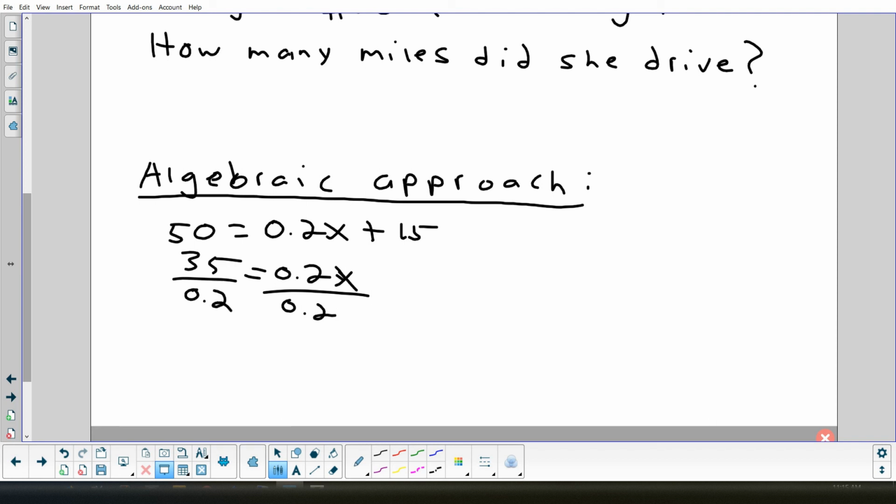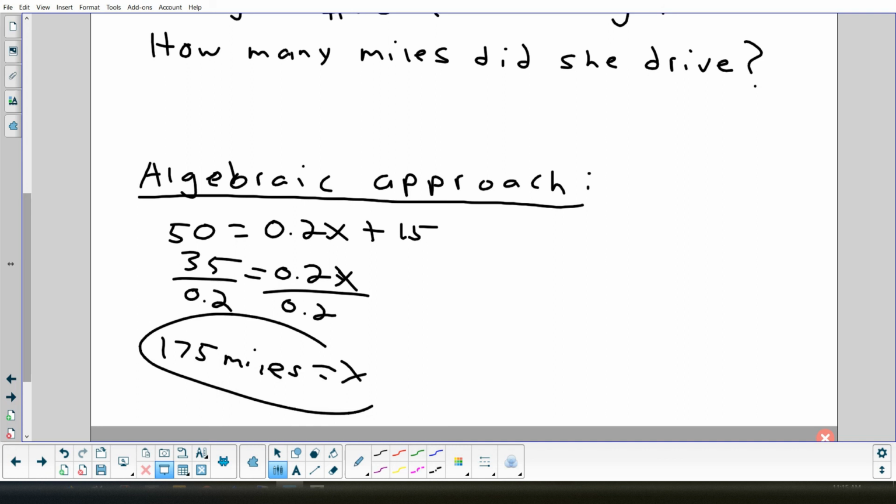0.2 is what as a fraction? 1/5. So dividing by a fifth is like multiplying by 5. Really, I'm just trying to think in my head, 35 times 5. 175. So we get 175 miles. That's supposed to be an x. So the algebraic approach in this kind of problem, a linear equation, is very, very quick.